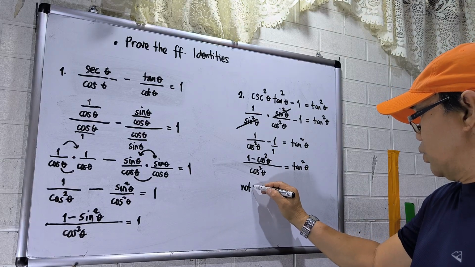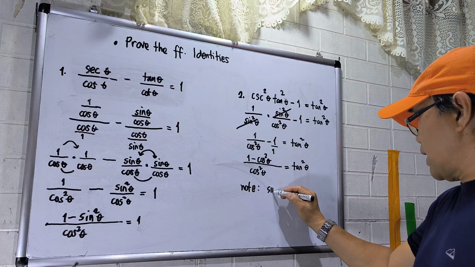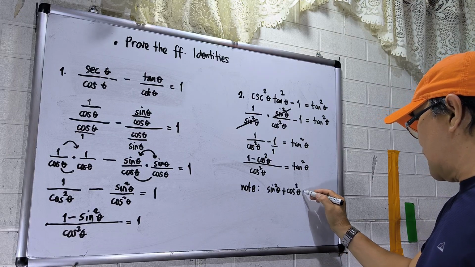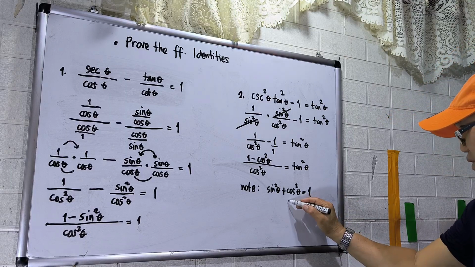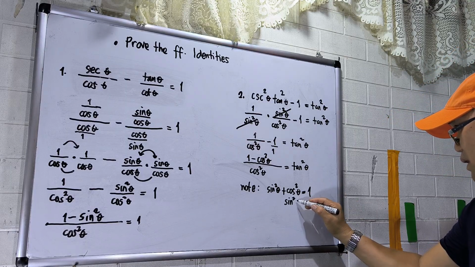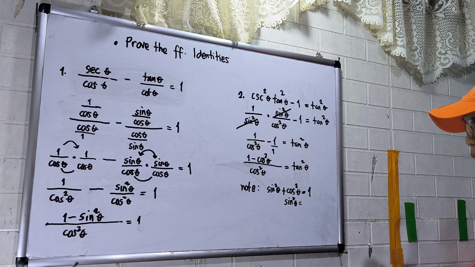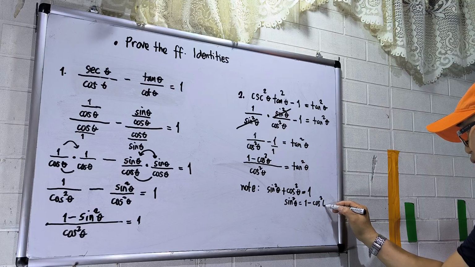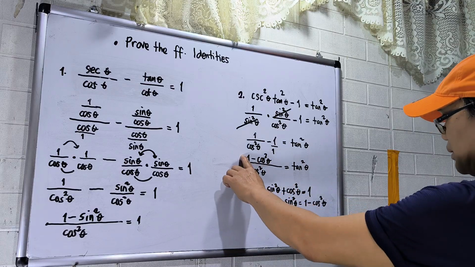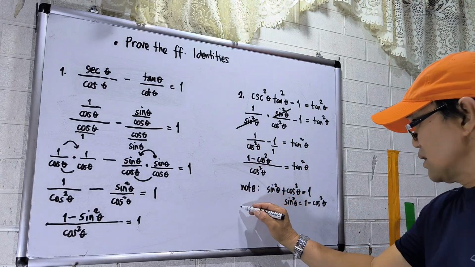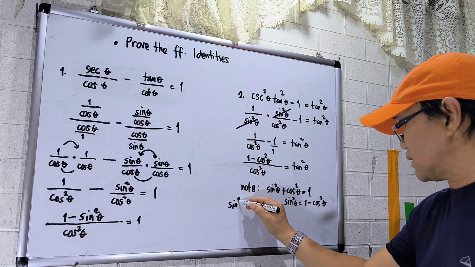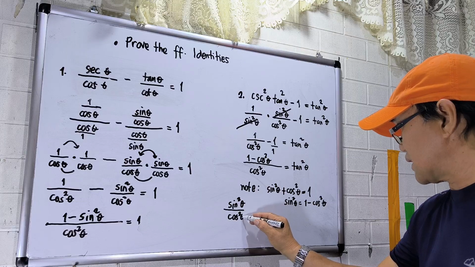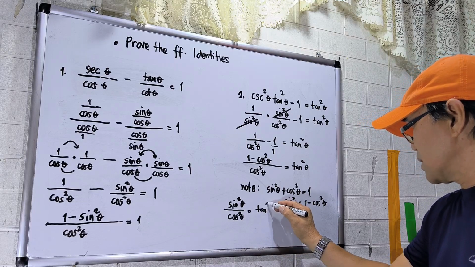Again, note that sine squared theta plus cosine squared theta is equal to 1. So this will be sine squared theta. I will transpose cosine squared, so this will be minus cosine squared theta. Meaning the value of the numerator is sine squared theta. So this is sine squared theta over cosine squared theta equals tangent squared theta.